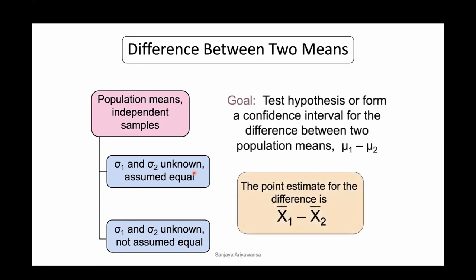So the point estimate of interest we are talking about here is x1 bar minus x2 bar. In the previous lesson, when we were talking about hypothesizing for population mean, our point estimate was x bar because we had only one sample. Here, since we have two samples, we're talking about the difference between the sample means x1 bar and x2 bar.